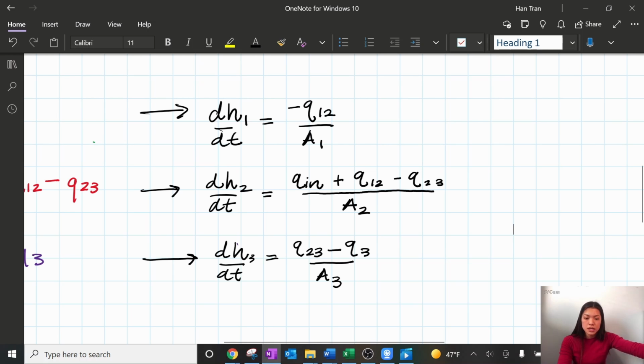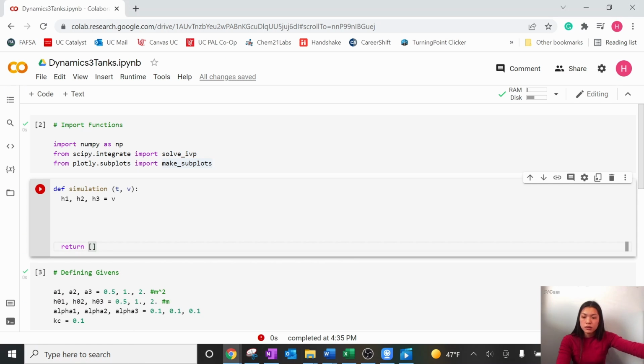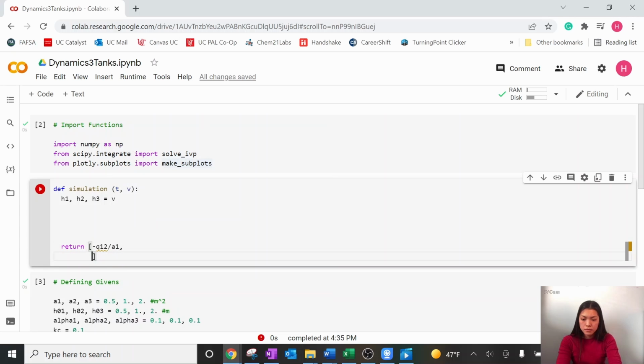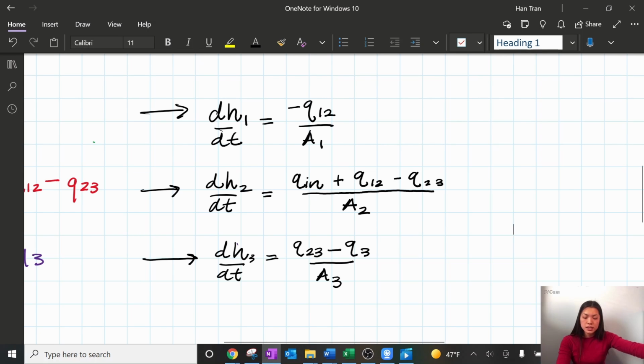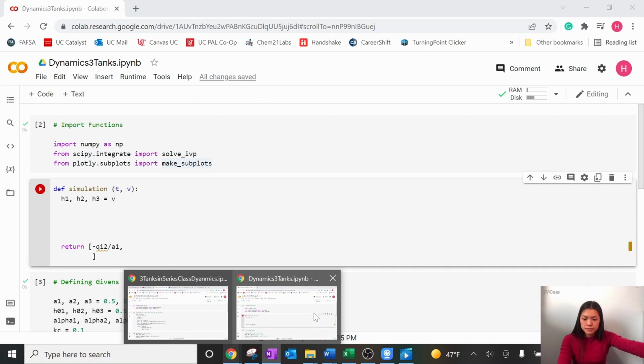And so the first one is negative flow from tank 1 to tank 2 over the cross-sectional area of tank 1. And then the second equation is the flow in plus the flow from tank 1 to tank 2 minus the flow from tank 2 to tank 3, all divided by the cross-sectional area of tank 2.